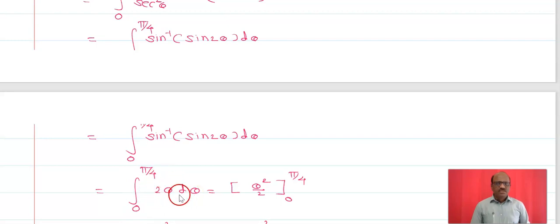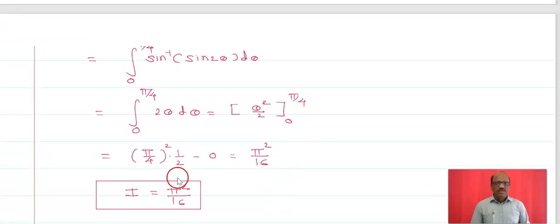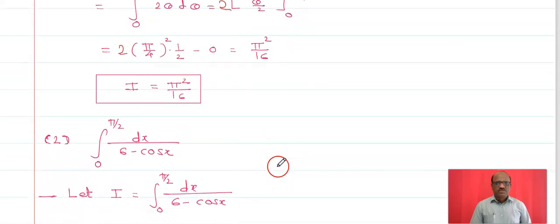Now we will integrate 2 theta with respect to theta. That is theta square upon 2, from 0 to pi by 4. And that is theta replaced by pi by 4, in bracket square, into 1 upon 2. That is pi square upon 16 into 1 upon 2. That is 2 into pi square upon 4 bracket square into 1 upon 2 minus 0. These two get cancelled and you will get pi square upon 16. Therefore, I is equal to pi square upon 16.